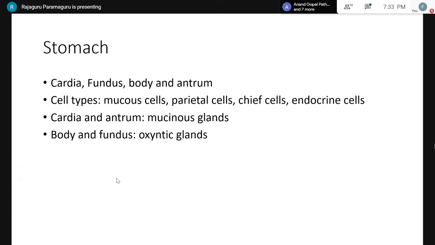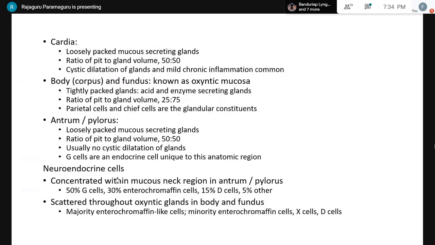For the stomach, the anatomy is very important, from where the biopsy is taken, because each site has different pathologies. The endoscopist also biopsies from the particular site he is interested in. In the stomach, you have the cardia, fundus, body and the antrum, and each has a different type of glands, so the cell types are different. The cardia and the antrum have mucinous glands. The body and the fundus have oxyntic type of glands with the chief cells and the parietal cells. The cardia and the antrum almost look similar, with the foveolar epithelium dipping down into the mucosa only to a larger extent.